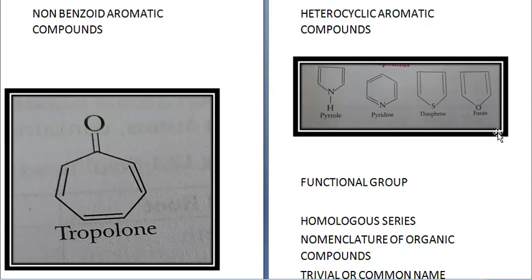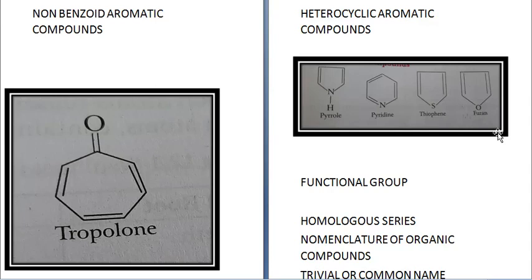Then functional groups. Functional groups are small structural units within molecules at which most of the compounds' chemical reactions take place. They largely determine the chemical properties of organic compounds. For example, hydroxyl group is OH, aldehyde group CHO, carboxylic acid group COOH. Okay, so these are the functional groups which can replace the hydrogen of the organic compounds, whether it is aliphatic or aromatic, both.